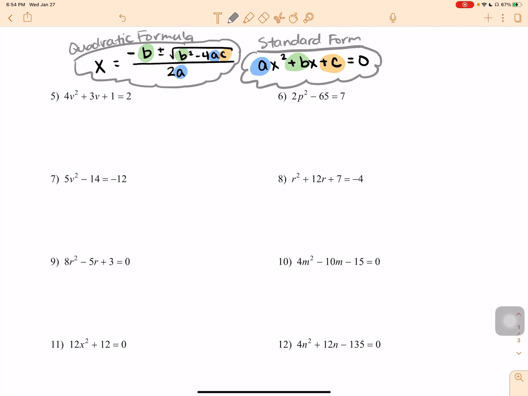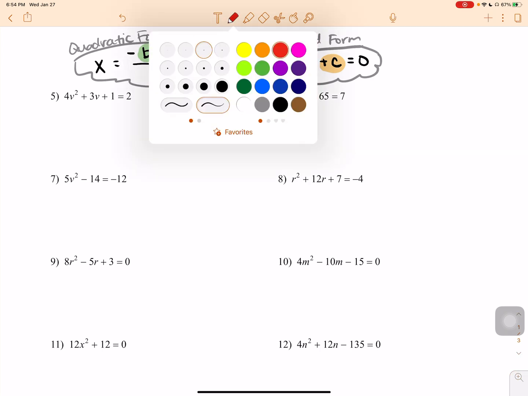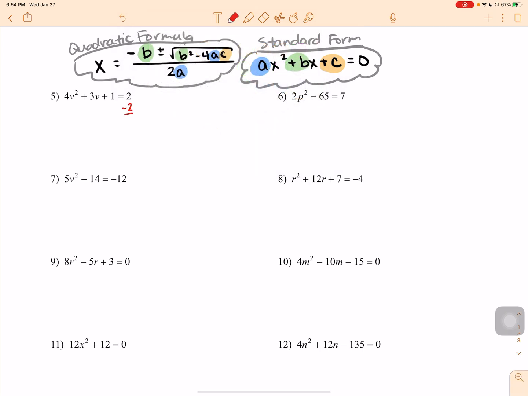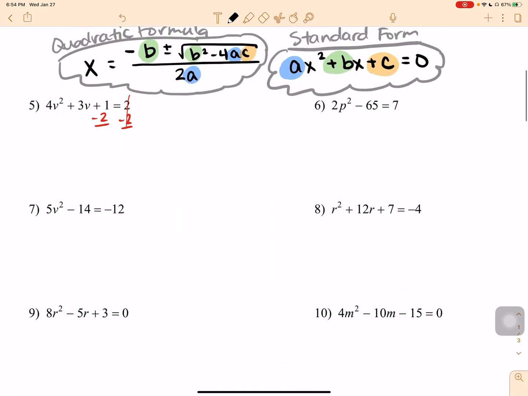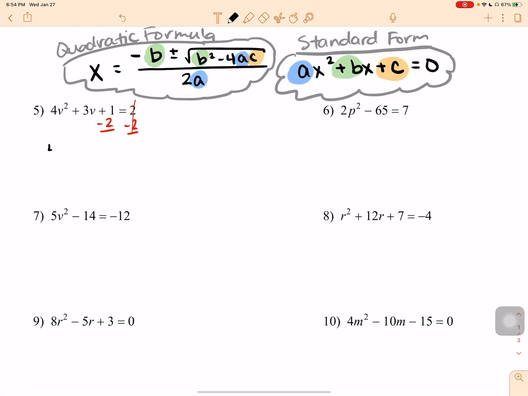All right, so over here, this is not equal to 0. I need this equal to 0. So we need to subtract 2 from both sides here. And I can only subtract the 2 from the 1 because those two are constants. So it cancels out on the right, and we get 4v squared plus 3v minus 1 equals 0.